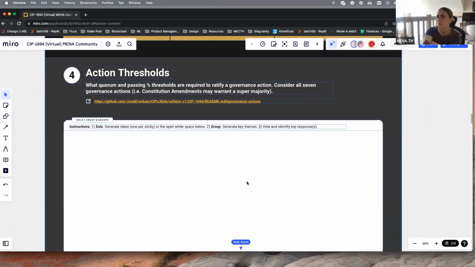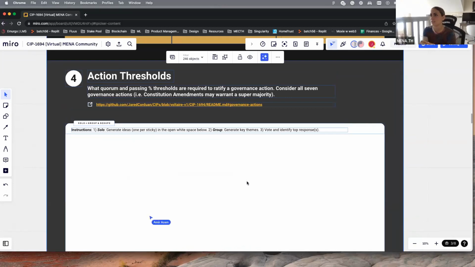But this one, action thresholds, is kind of hard for me. What quorum and passing percentage thresholds are required to ratify a governance action? I think it goes back to, for me personally, the severity of the governance action. Based on the severity, it has to have a higher quorum and a higher threshold. Like you're saying, if it's a hard fork, then we'll probably need 5 out of 7 with 60% saying yes or something like that, a super majority.